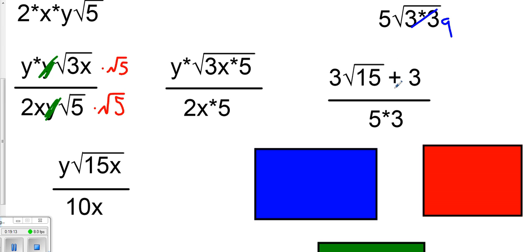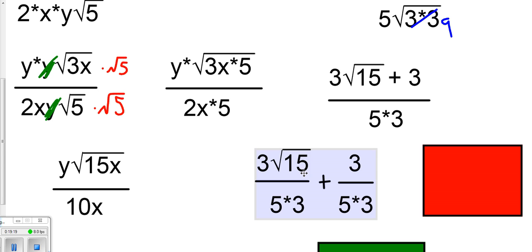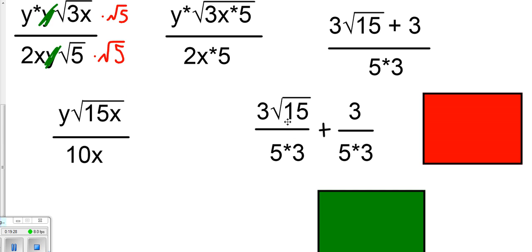Because we have this plus right here, we need to break this up into two pieces. So we have 3 square roots of 15 over 5 times 3 plus 3 over 5 times 3. Because we kept it as 5 times 3, it makes it a little bit easier to see how we can cancel. 3 cancels out with 3. 3 cancels out with 3. This on top then just leaves a 1, because this is like 3 times 1. So 3 over 15 is the same as 1 over 5.